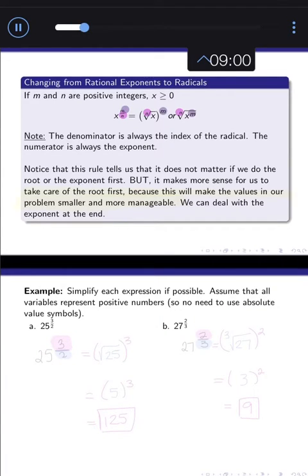Now, even though it technically doesn't matter which one we do first, the exponent or the root, it's often easier for us to take care of the root first because this will give us smaller values that are much more manageable than if we take care of the exponent first. An exponent would make our numbers bigger first. We would rather make our numbers smaller first by taking care of the root. Even though, like I said, it technically doesn't matter which one you do first and which one you do second.